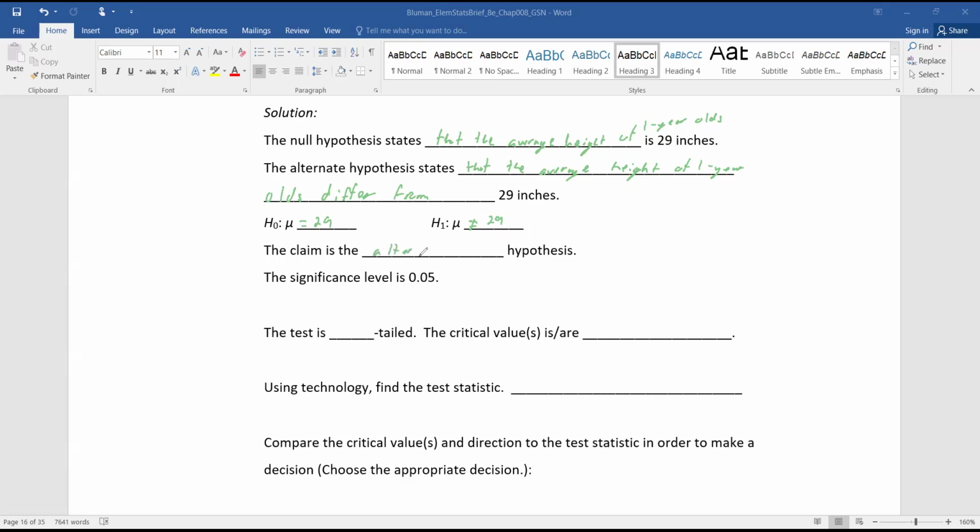We are trying to test that it does differ, like in some way that's not 29 inches with a significance level of 0.05. Remember, that's your alpha. However, this test is a two-tailed test, and the critical value here for the z-test will have to be alpha divided by 2. So that would be 0.05 divided by 2, which is 0.025.